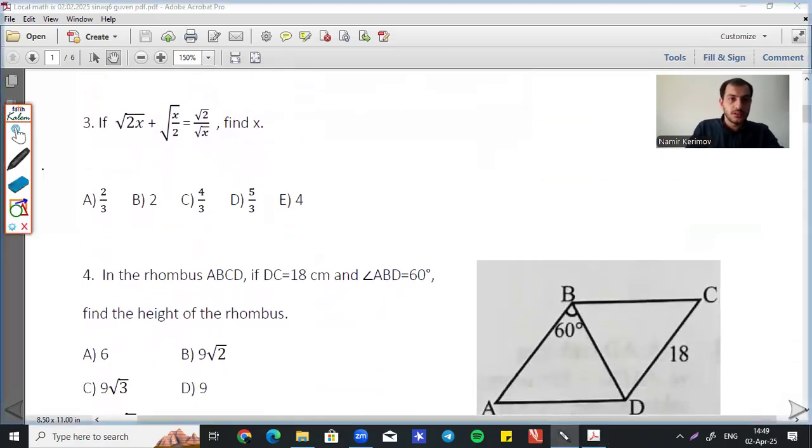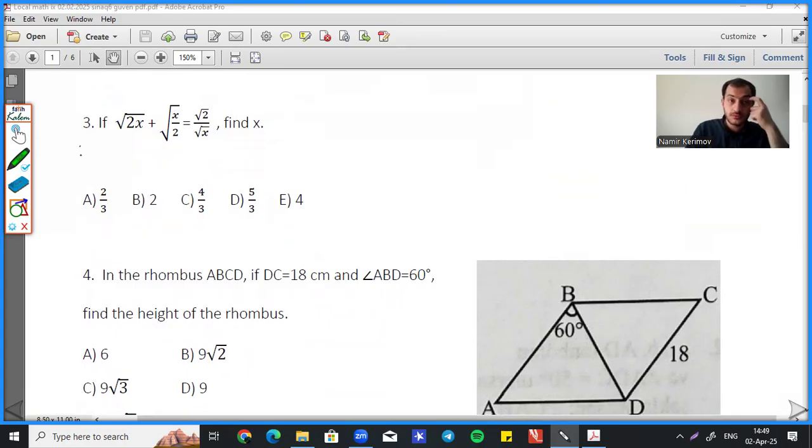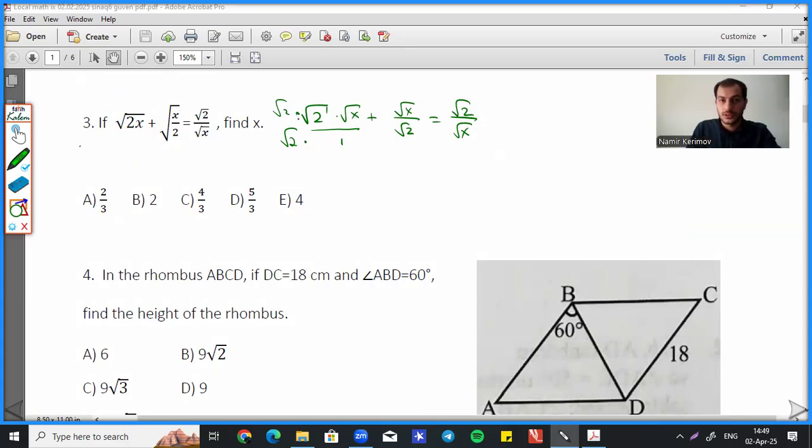In the third question, as we said in the first one, here again it's better to simplify or show it in a simple form. Here I prefer to show it like root of 2 times root of x plus root of x over root of 2 equal to root of 2 over root of x. Then for the fractions, we know that we should make the denominators the same to add them. That's why I multiplied the numerator and denominator of the first fraction by root of 2 to get the denominators the same.